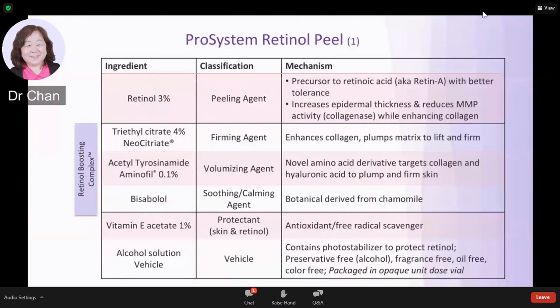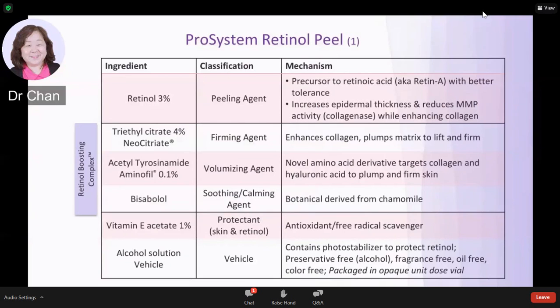The main constituent of this peel is retinol, which is a high potency peeling agent. Retinol is a precursor to retinoic acid. It gives a better tolerance. It can also increase epidermal thickness and reduce MMP activity, or the collagenase activity, therefore enhancing collagen production.